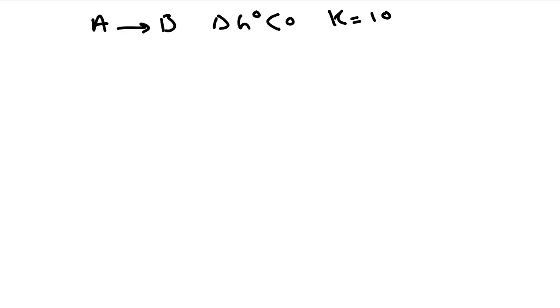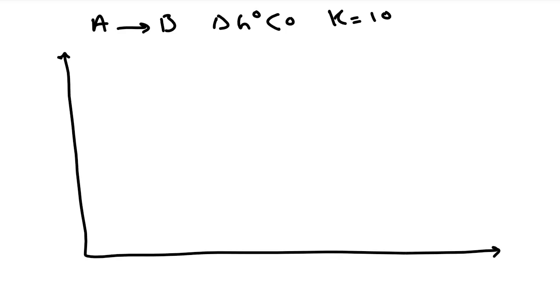It's a favorable reaction. The equilibrium constant should be bigger than 1, and you can actually calculate the delta G standard from K equaling 10. That's not a problem. It'll be negative 5.9 kilojoules per mole. So here we have our reaction progress diagram. Again, the y-axis is energy, and the x-axis is reaction progress.